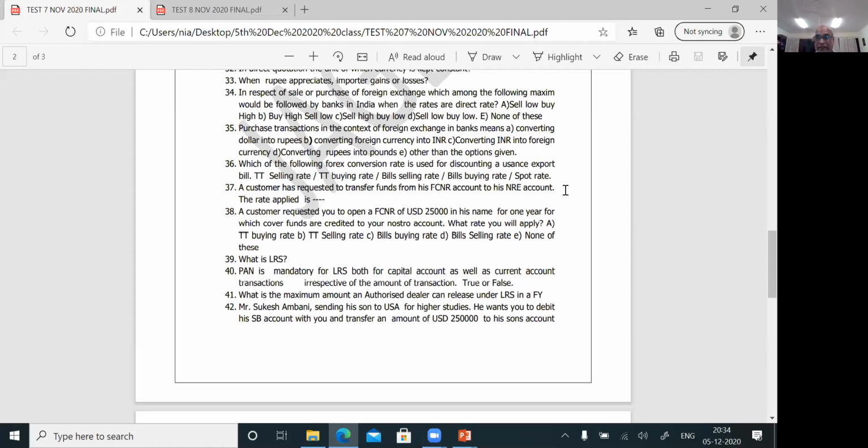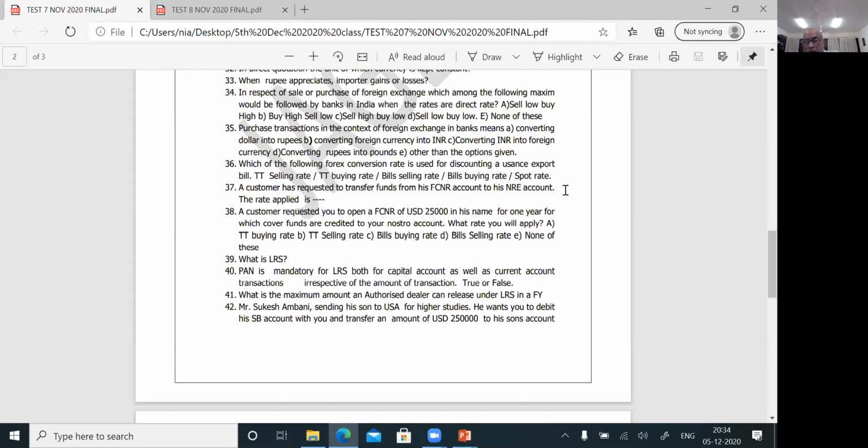You are buying. The customer has asked for the FCNR to be converted into Indian rupees. That means the customer is telling the bank, I have FCNR in US dollars, purchase it from me. The bank is converting FCNR into Indian rupees, that means the bank is purchasing foreign currency from the customer and then crediting the customer's account. So what rate will you apply? It is a purchase, isn't it? That is the buying rate you have to apply.